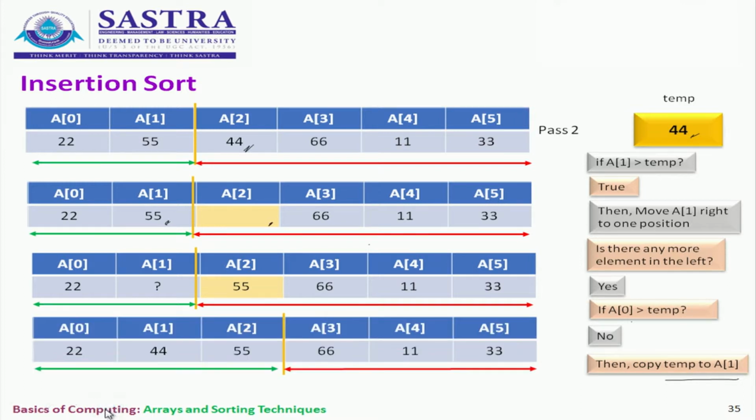Upon completion of this pass, you are getting 3 elements in the sorted sublist. In the unsorted sublist, 3 elements are there. So how many passes have we completed? Pass 1, and this is pass 2. How many passes do we actually need to do? N minus 1 passes. So we have to go for 3 more passes to complete all the 6 elements in their positions.